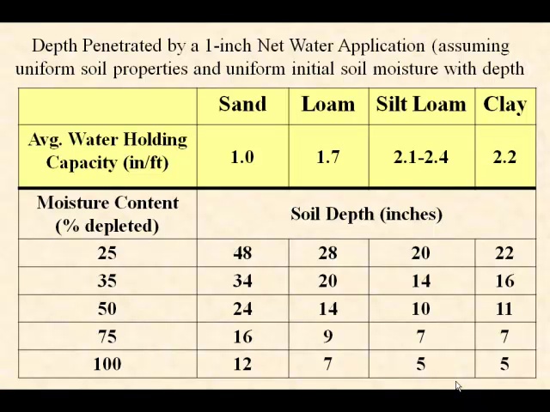How many of you are irrigating with center pivots? How many with hand line, wheel line, solid set? How many surface irrigators? Okay, full range.